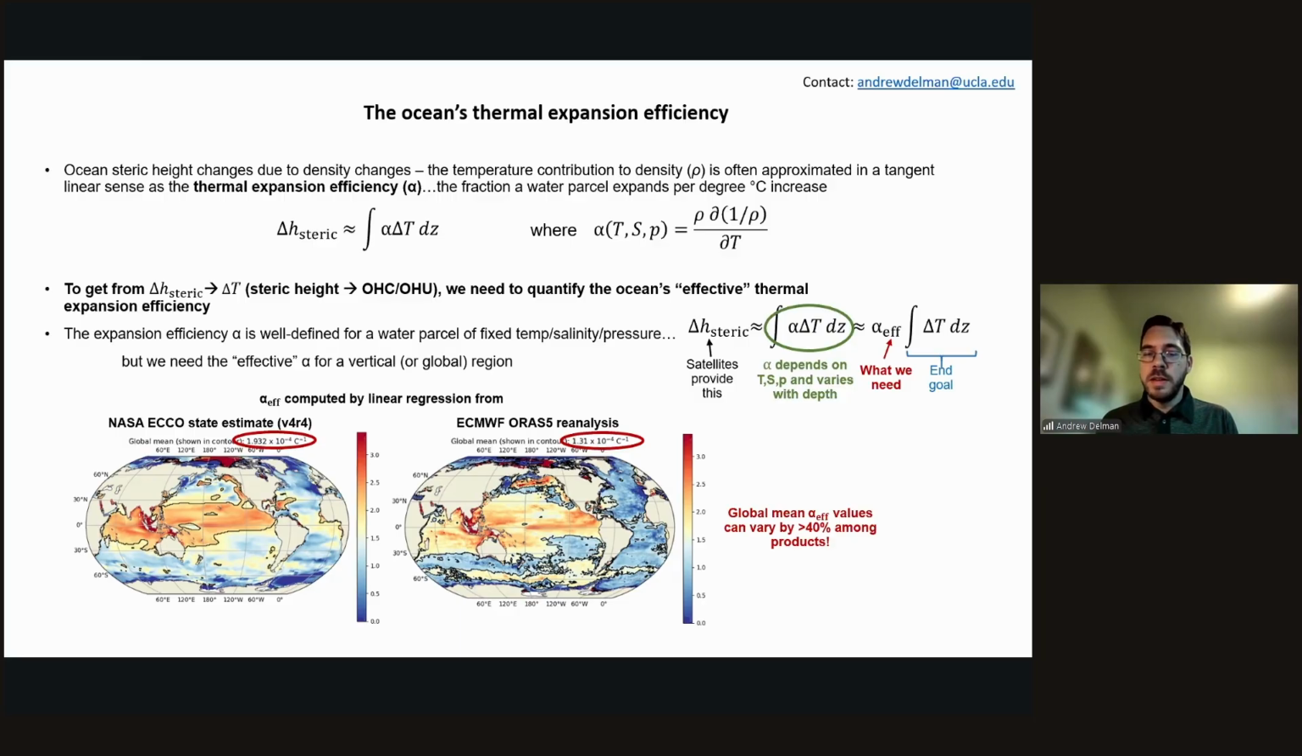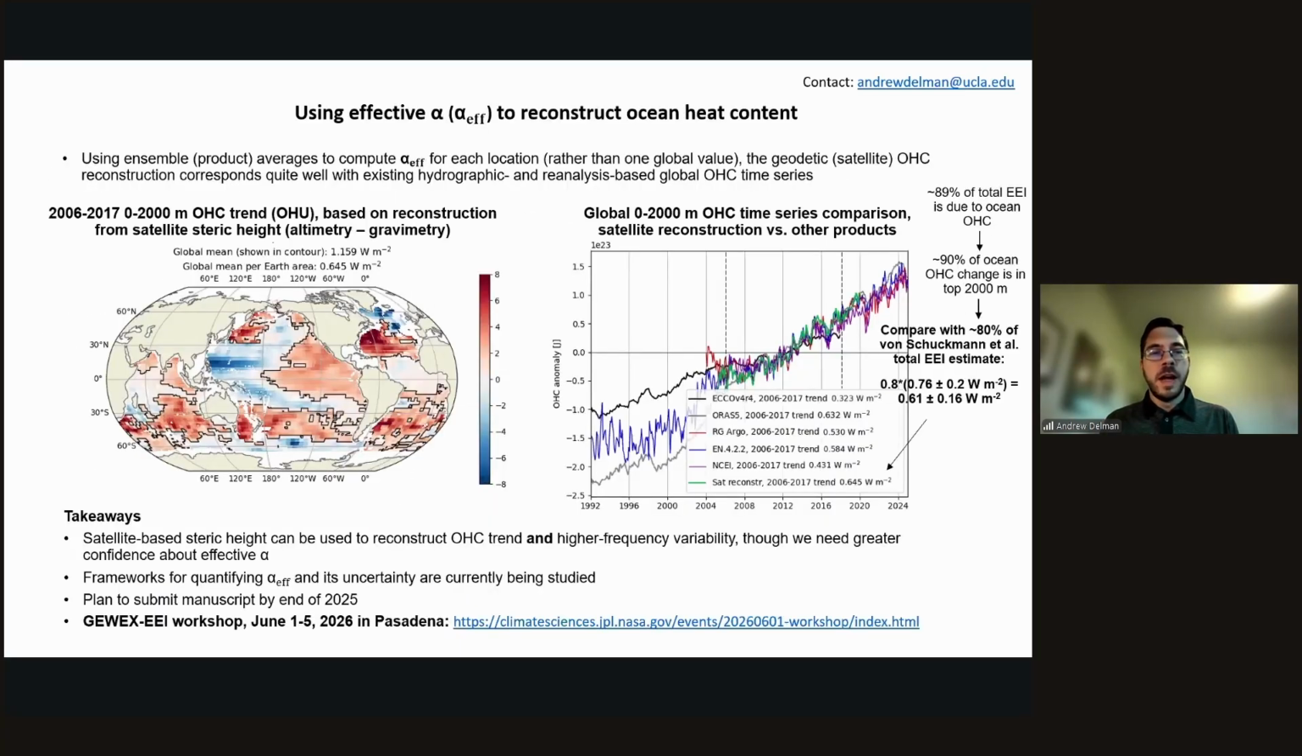So what we really need is a kind of effective alpha that allows you to get directly from steric height to the vertical integral of the temperature anomaly. The problem is that if you try to compute these via linear regression from data products, you get some quite different results depending on which model or reanalysis or data product you use.